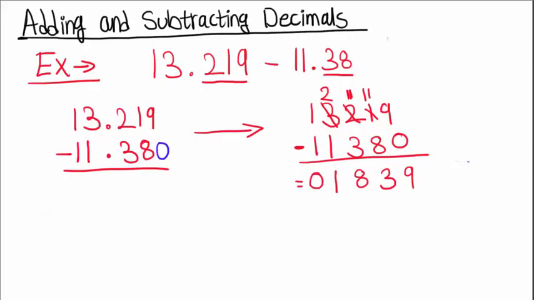Now since we figured out in the beginning of this problem that my final answer will have 3 numbers after the decimal point, I need to put a decimal point right between the 1 and the 8 to make that happen. So my final answer to 13.219 minus 11.38 is equal to 1.839.